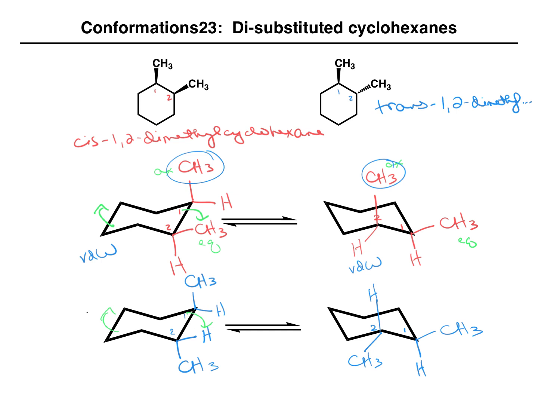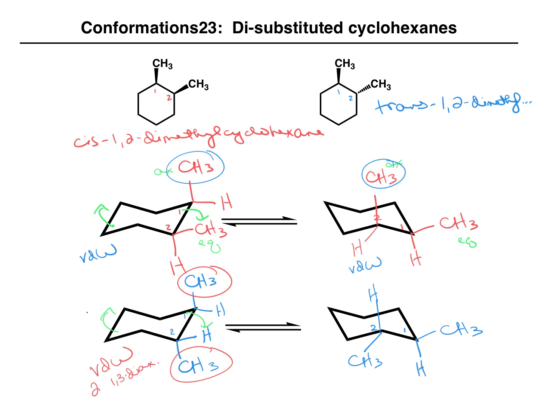Now let's think about strain. Remember, because these are chair conformations, we don't have torsional strain or angle strain, so the only possibility is van der Waals strain, and that's what we have if we have bulky groups that are axial. So in our conformation on the left, we have a methyl group axial and another methyl group axial. So that means we have van der Waals strain due to two 1,3 diaxial interactions.